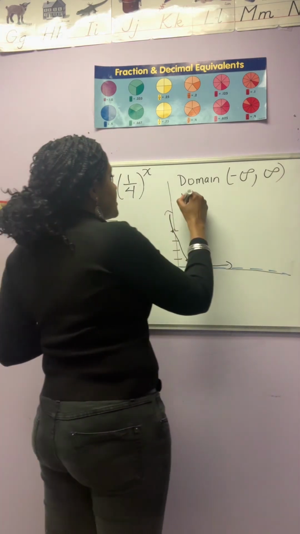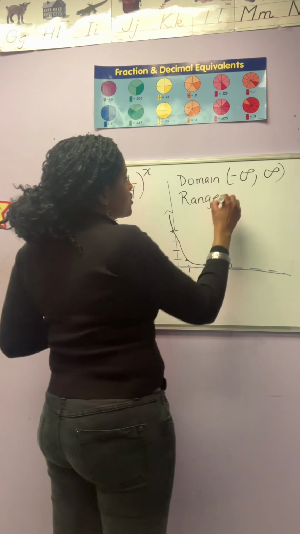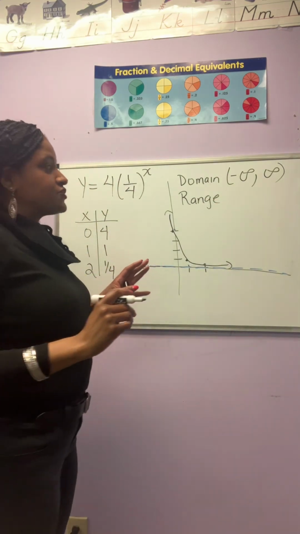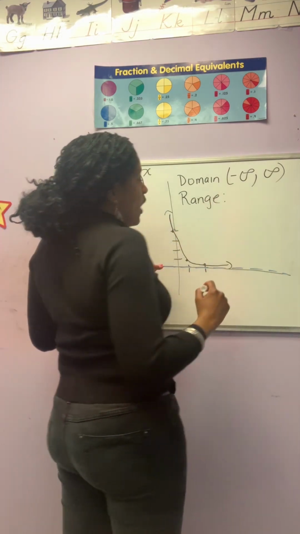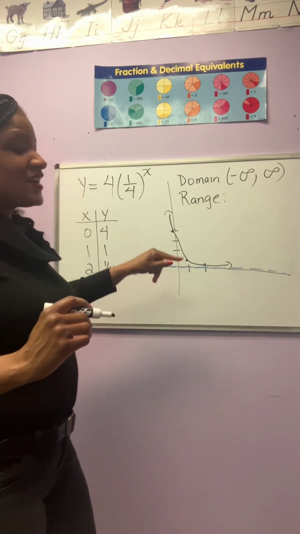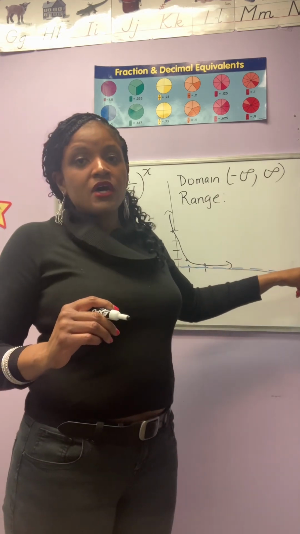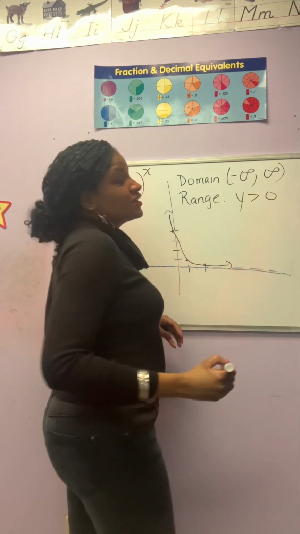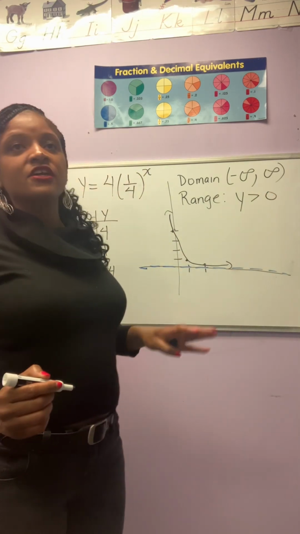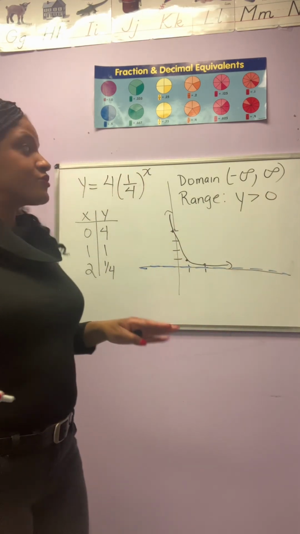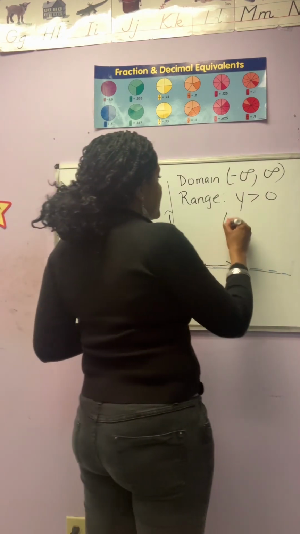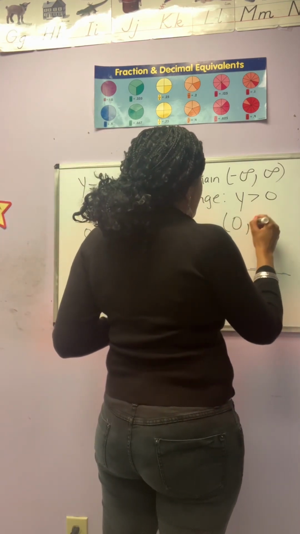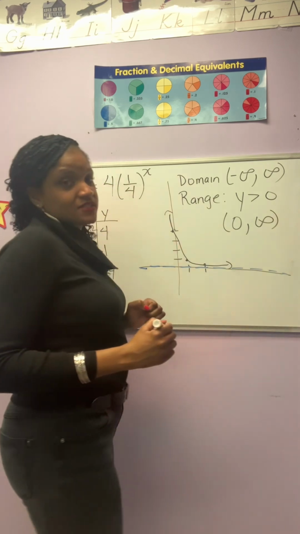Now, range though is different. You can write it two ways. You can say the range is your y. If I'm looking at this graph, I just said this graph cannot go below that 0. So y is greater than 0. It can't even equal 0. It's never going to touch that 0. So y is greater than 0. I can write it as 0 to positive infinity. It can go as high as it wants.